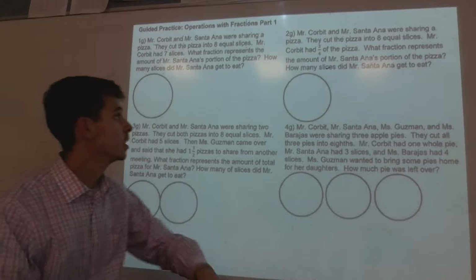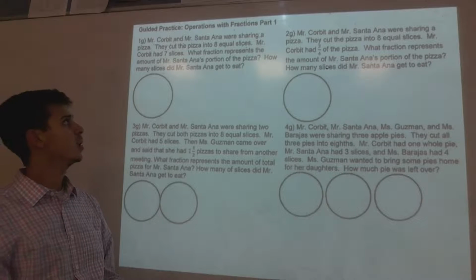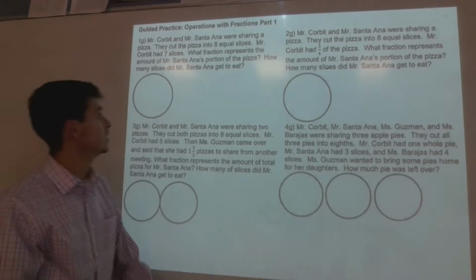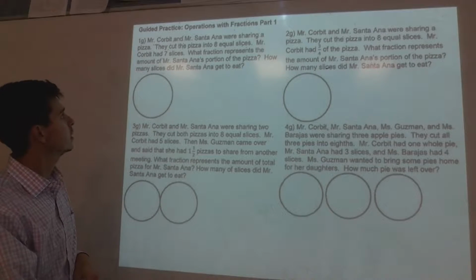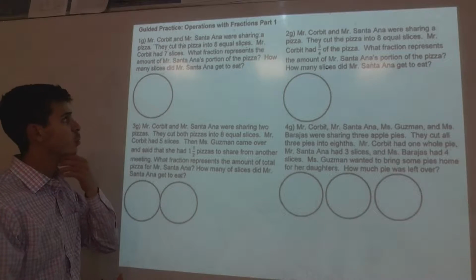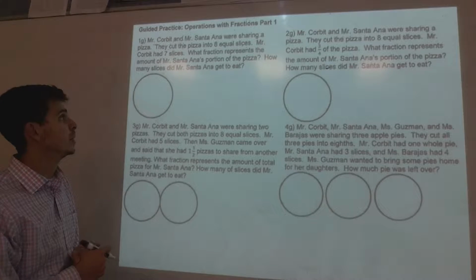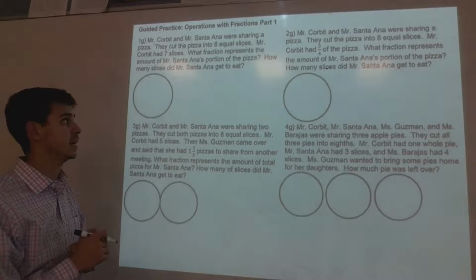So this problem says, Mr. Corbett and Mr. Santa Anna were sharing a pizza. They cut the pizza into 8 equal slices. Mr. Corbett had 7 slices. What fraction represents the amount of Mr. Santa Anna's portion of the pizza? How many slices did Mr. Santa Anna get to eat?